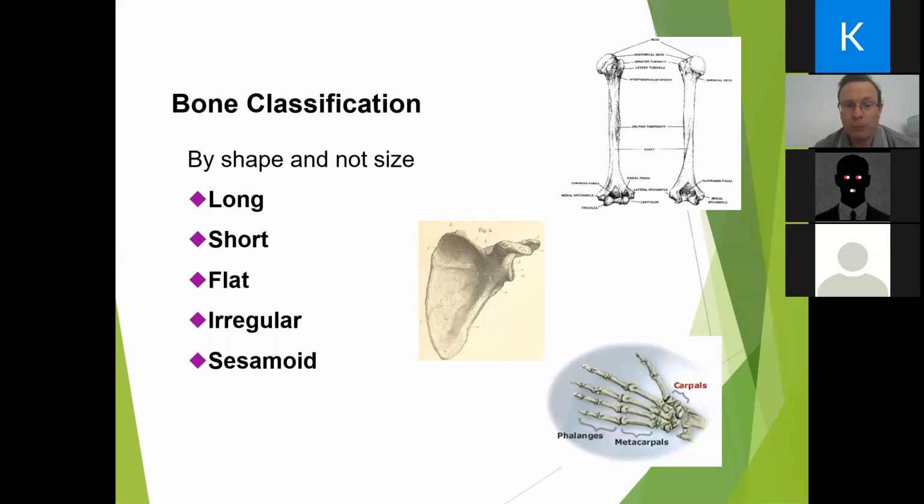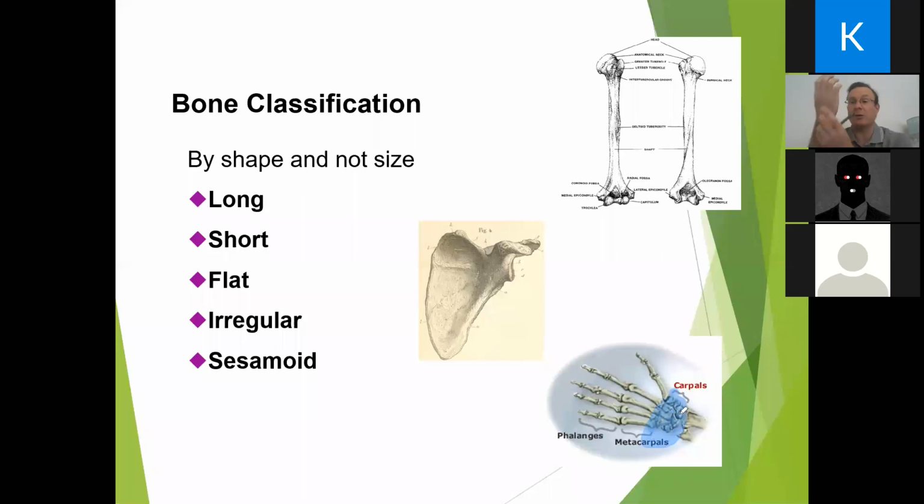We've also got short bones. So we can have them in carpals, which I'm outlining here. At the base of our wrist, we've got little short bones, and they attach on to these much longer bones we've got attached on the end.